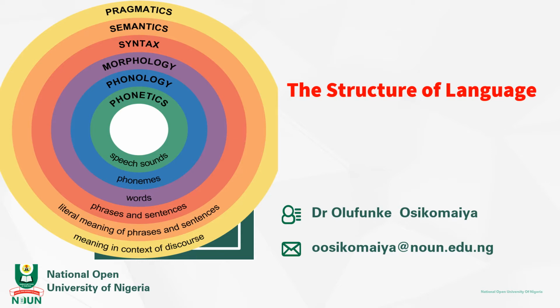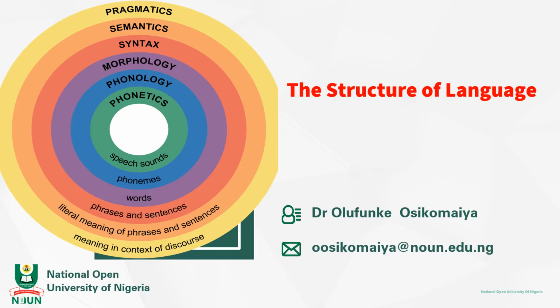Today we want to look at the structure of language. The structure of language is divided into four major parts, and that is what we are going to examine. But before we go into that, let us look at these charts and see what the structure of language is all about. When we talk of structure of language, we are talking about phonetics, phonology, morphology, syntax, semantics, and pragmatics.